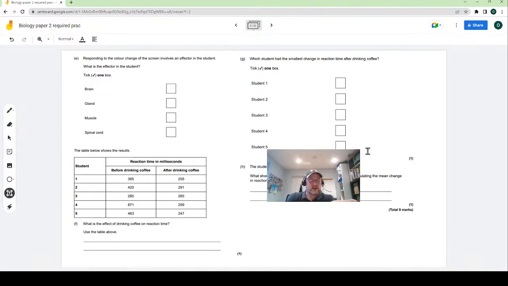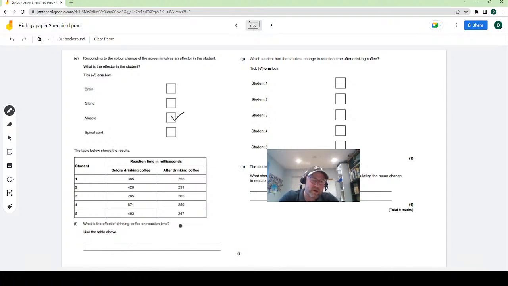Right. Okay, here's a little bit more. Responding to the color change of the screen involves an effector in the student. What's the name of the effector? Yeah. I'll do hormones and menstrual cycle later in the week. What's the effector in the student? So you've got something called effectors with the nervous system. Yeah, the muscle. Well done, Claire. It's the muscle. So effectors can be hormones or glands or muscles. Glands release hormones, muscles contract. This one is contracting your muscle to hit the screen.